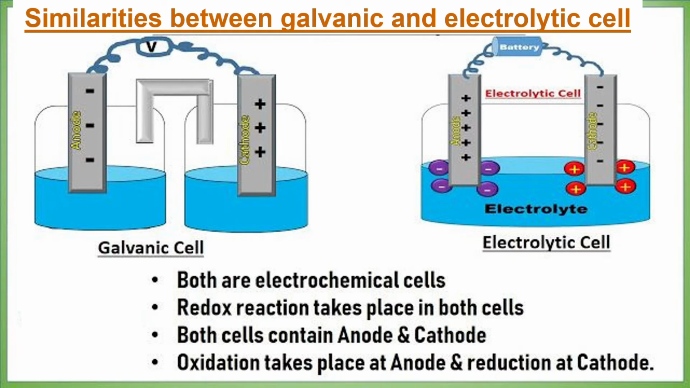So similarities between galvanic and electrolytic cell. So, di anode berlakunya oxidation. Okay, sama. And oxidation berlaku di anode. So, reduction berlaku di cathode. So, electron still lagi flow from anode to cathode.